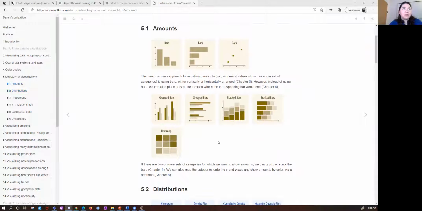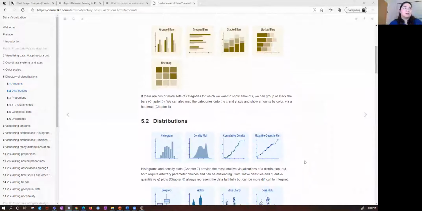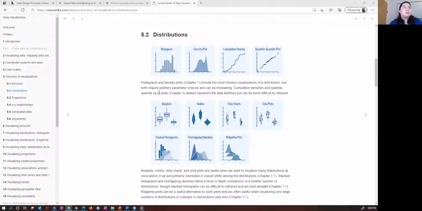Yeah, so these are basically, you have categories and numbers, and that's it. So you notice how these all have like one axis. That's the indication that amount is probably your thing.